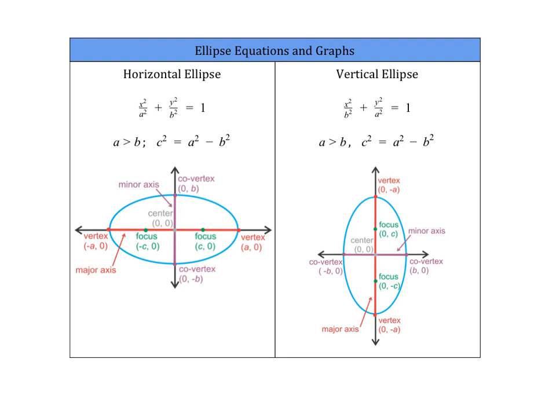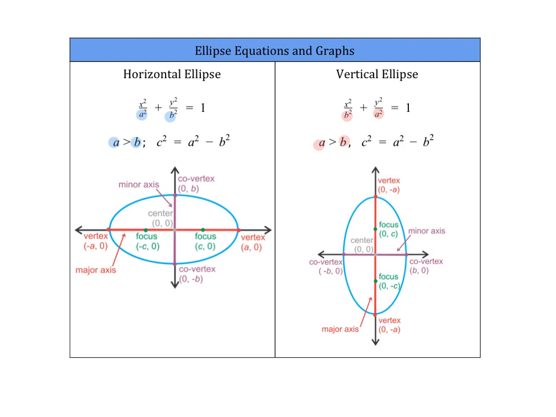Now the really important thing to note here is that a is always considered larger than b. So in this case, our larger value is under x squared. If you compare that to the vertical ellipse equation, it looks exactly the same, except the locations of a and b are swapped. So a is still always considered the larger value, but when it is under y squared, that gives us a vertical ellipse. That's the way you tell whether your ellipse is horizontal or vertical: you look at whether x or y has the larger denominator.